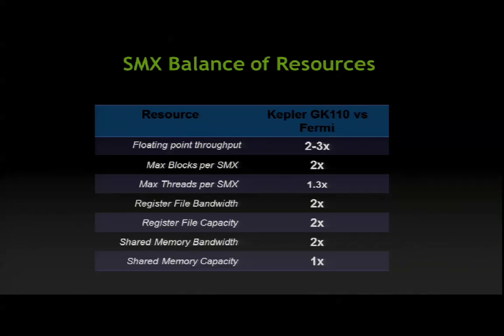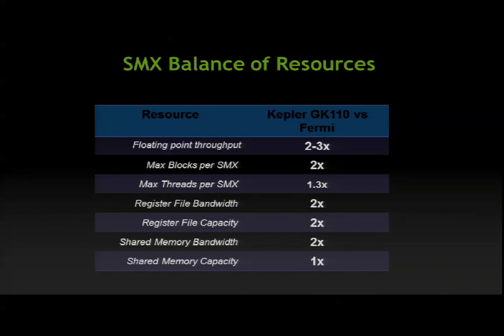A bit in more detail, what has changed? We have more floating point units that can lead to a higher throughput of floating point instructions. But that's not all. We can also have more CUDA blocks per SM. On Fermi, it was up to 8 blocks. On Kepler, we can have up to 16 blocks that can sit on the same SM.